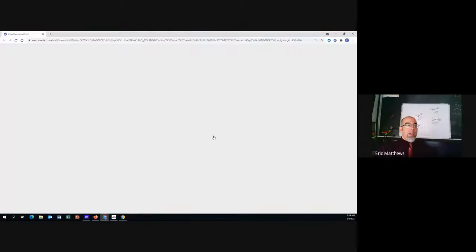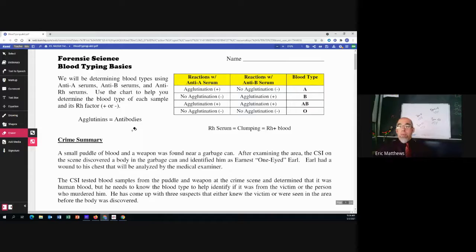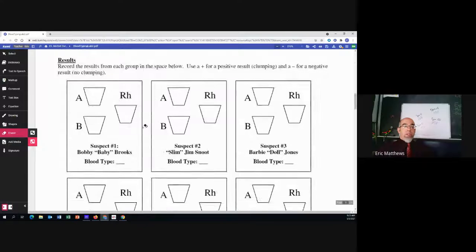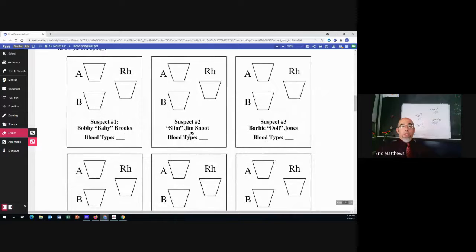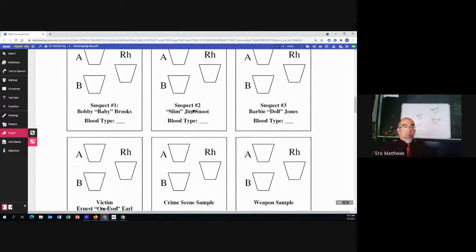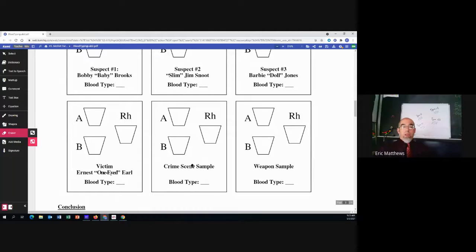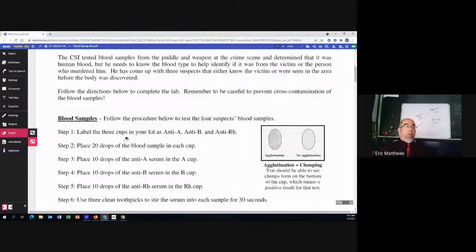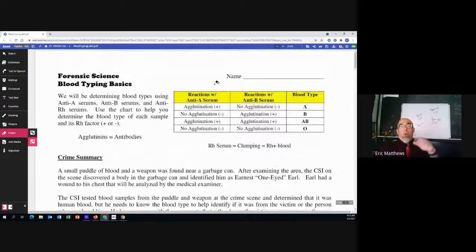Great. There we go. All right, so something we need to talk about first is how do you tell what blood type someone is? On this lab, you're going to be doing multiple different tests, 6 different tests: one for each of our suspects, one for the victim, one for the crime scene, and one for the weapon sample. So 6 in total. Now, what we're going to be doing is adding antibodies to each one of these, and we're going to see if agglutination happens. All that means is clumping. Just clumping.